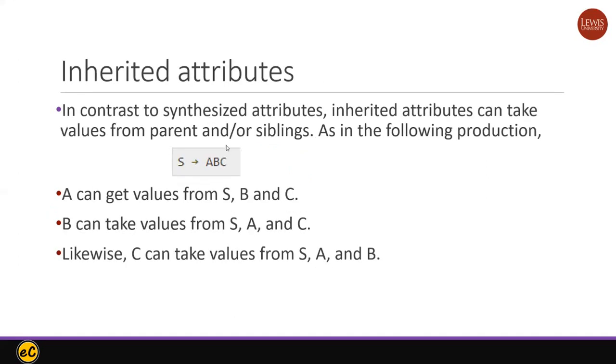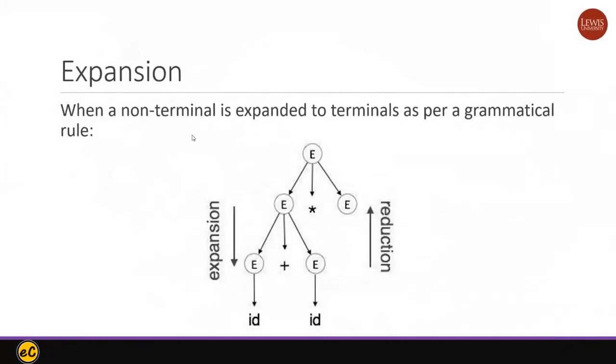Inherited attribute, we do have this one. So A gets the value from S, B gets the attribute from S, A, C. Whatever, this is called a synthesized attribute. Inherited attribute: expansion, non-terminal expansion to terminal. If you go from up to down, that is called expansion. The way back is called reduction.